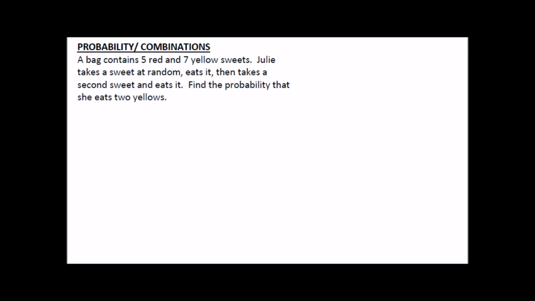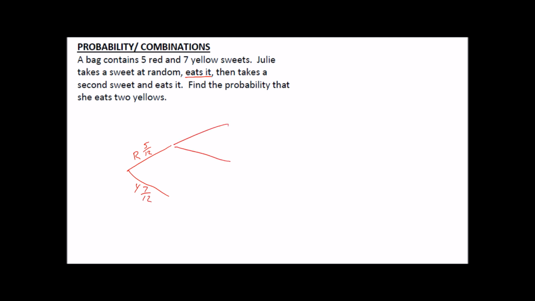Probability. So a bag contains 5 red and 7 yellow sweets. Julie takes a sweet at random and eats it. So that's really important. The fact that she eats it means that it's not going back in the bag. Then takes a second sweet and eats that. Find the probability that she eats 2 yellow sweets. So first of all, for the first one, probability of getting a red is 5 out of 12. And probability of getting a yellow is 7 out of 12.